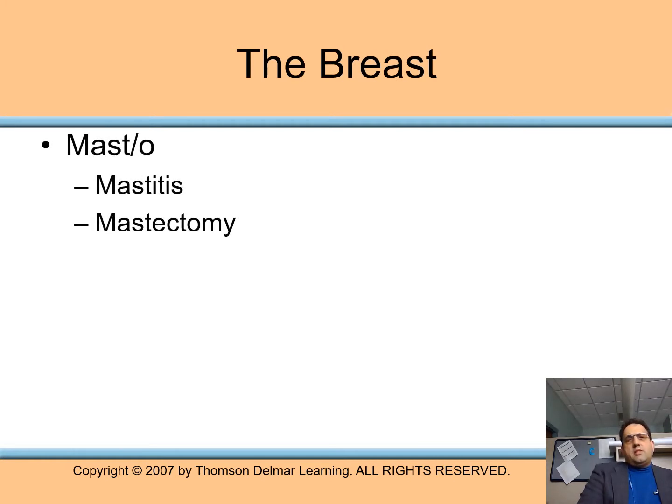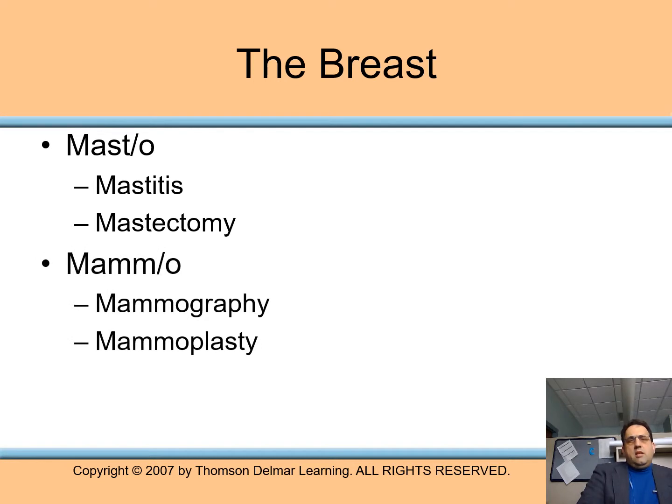Two words for breast, masto and mammo. So mastitis would be inflammation of the breast. A mastectomy is surgical removal of the breast. Mammography is what we would call basically taking a picture of the inside of the breast. It's a special type of x-ray. And mammoplasty would be surgical repair of the breast.